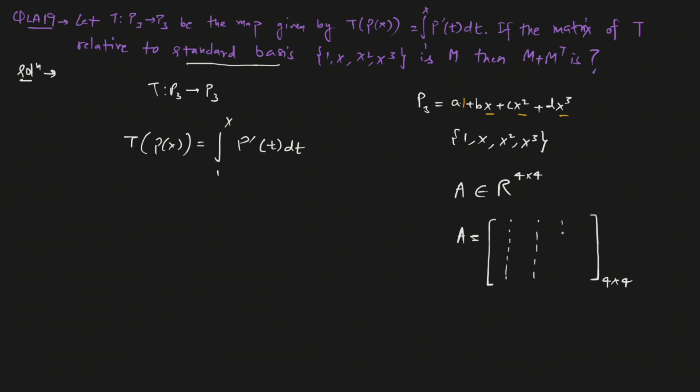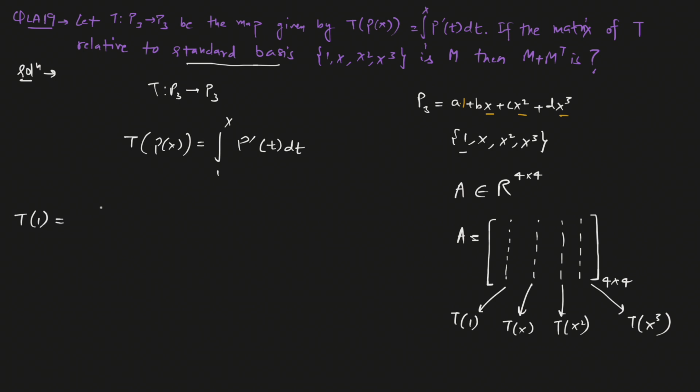So there will be 4 column vectors, where the first column vector represents where the first basis vector lands after applying the transformation T. So what is the first basis vector? 1. What is the second basis vector? x, and so on and so forth. So this is nothing but T of 1, basically where the first basis vector lands after applying T. This is T of x, this is T of x square, and this is T of x cube, right? So all we need to find is the transformed basis vectors. That's all.